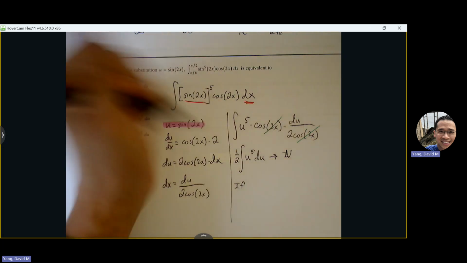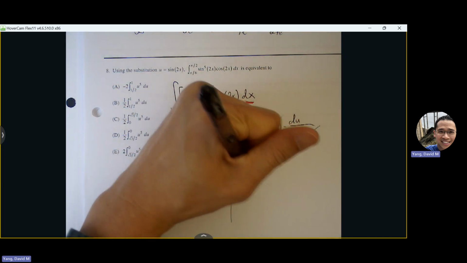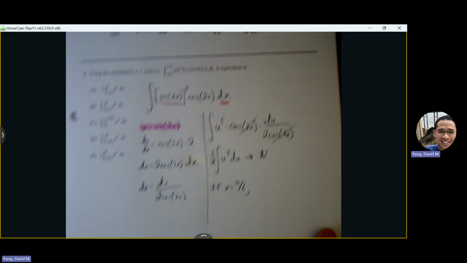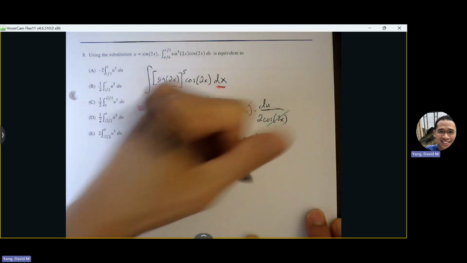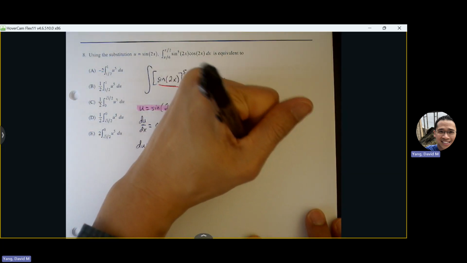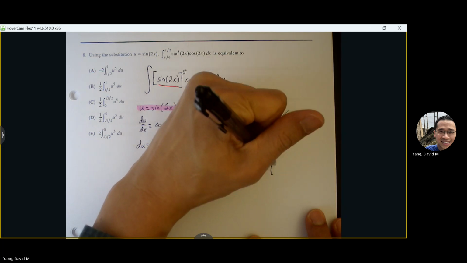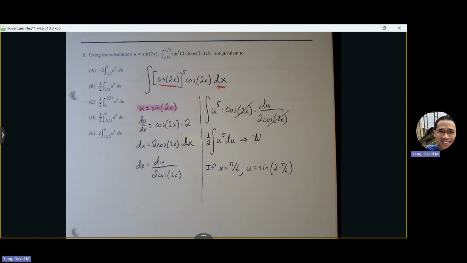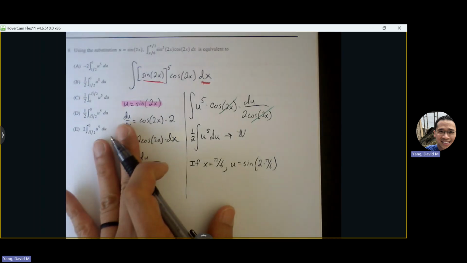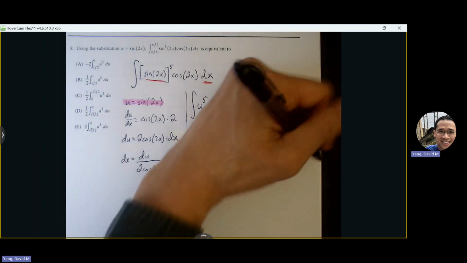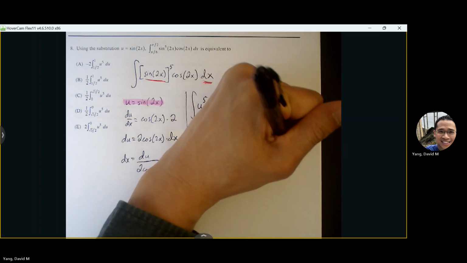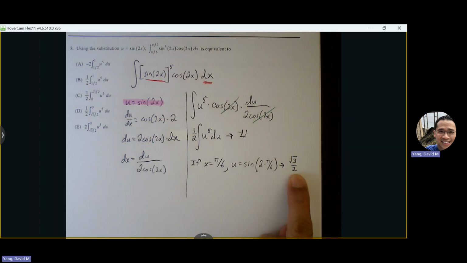So initially, we started off with lower bound x equals pi over 6. And if we push it through u equals sine of 2x, again, this is non-calculator, so we have to rely on our unit circle knowledge here. So we get sine of 2 pi over 6, which is the same thing as sine of pi over 3. And we know sine of pi over 3 is root 3 over 2. That's our new lower bound in terms of u.